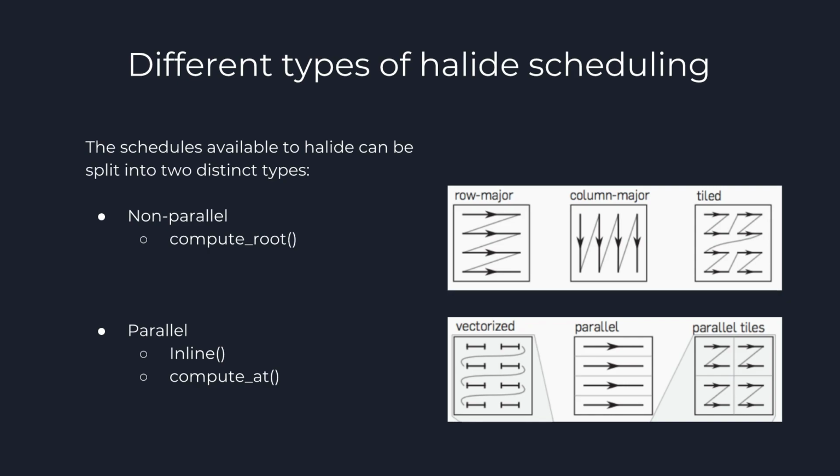We also have parallel scheduling types, such as vectorized, parallel, or parallel tiled. These are very similar to the serial versions, the row major being very similar to parallel, the tiled being very similar to parallel tiled, and the vectorized being very similar to a mixture of row major and column major.